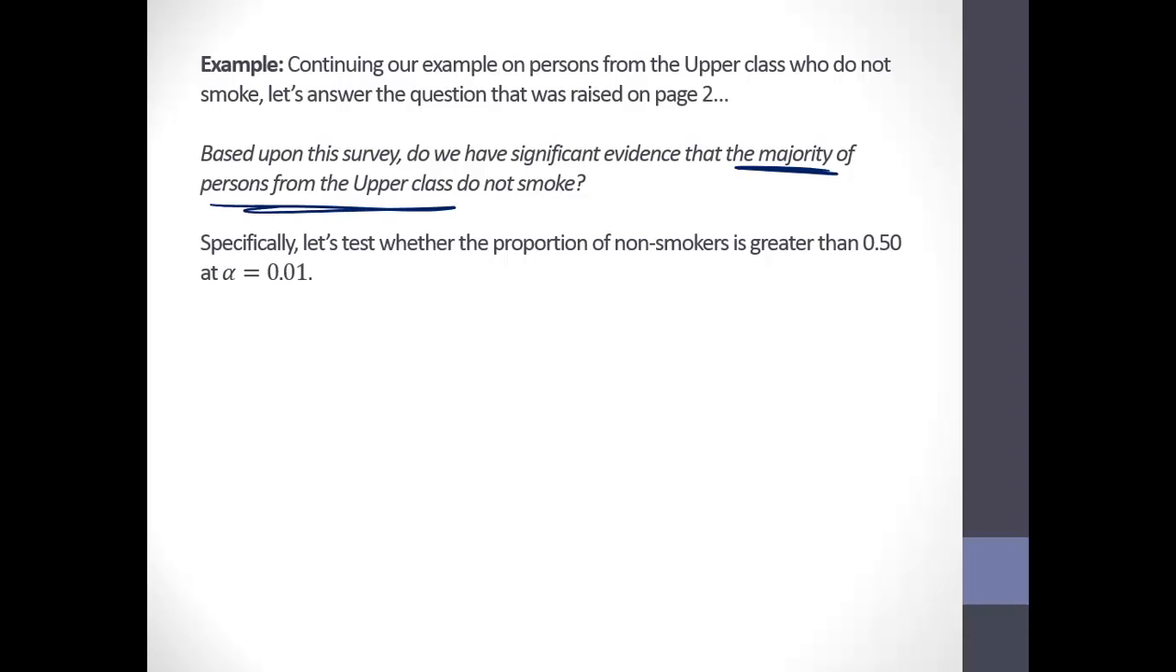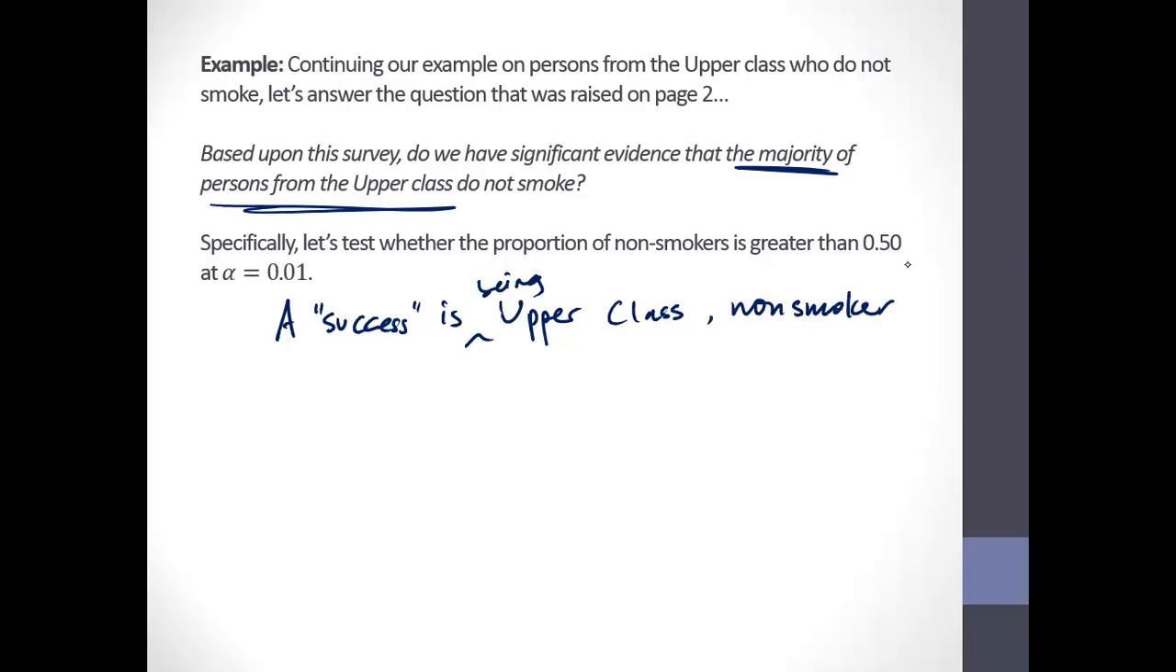And let's quickly jot down what a success is. Here we're looking at, who can tell me what a success is? What's the group that I'm interested in saying something about? Yes, exactly. So we want upper class folks. A success is being upper class and a non-smoker. In the confidence interval we were looking at smokers, and now we're flipping things around here.